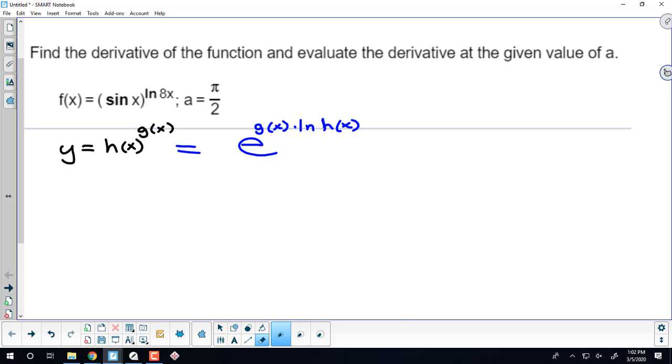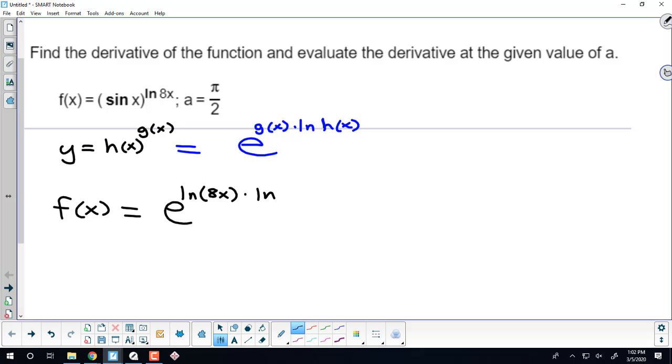So we can look at the function we're given, f of x, and say that f of x is equal to e to the ln of 8x times the natural log of sine x. It's a little more complicated this way because the derivative of e to a functional power is e to that very same power times the derivative of the power, which involves a product rule and a chain rule. So we're going to wait on this until after we see the process of logarithmic differentiation.